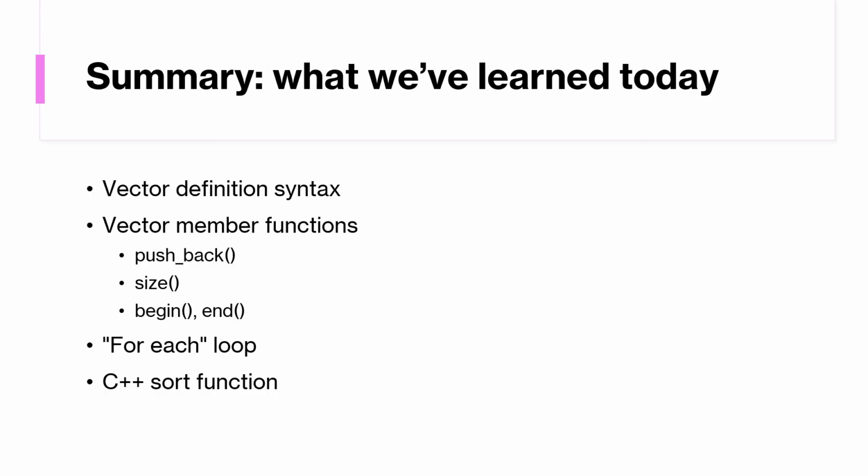Summary: what have we learned today? We learned how to define a vector. We learned some important member functions: push_back, which adds a new entity to a vector; size, which tells us how big the vector is at the given moment; and begin and end, which are used with the sort function. We learned the novel for each loop, which works exactly the same way, by the way, in Java, but has a slightly different implementation in C# called a foreach loop. And we learned how to use the C++ sort function to get a sorted list.